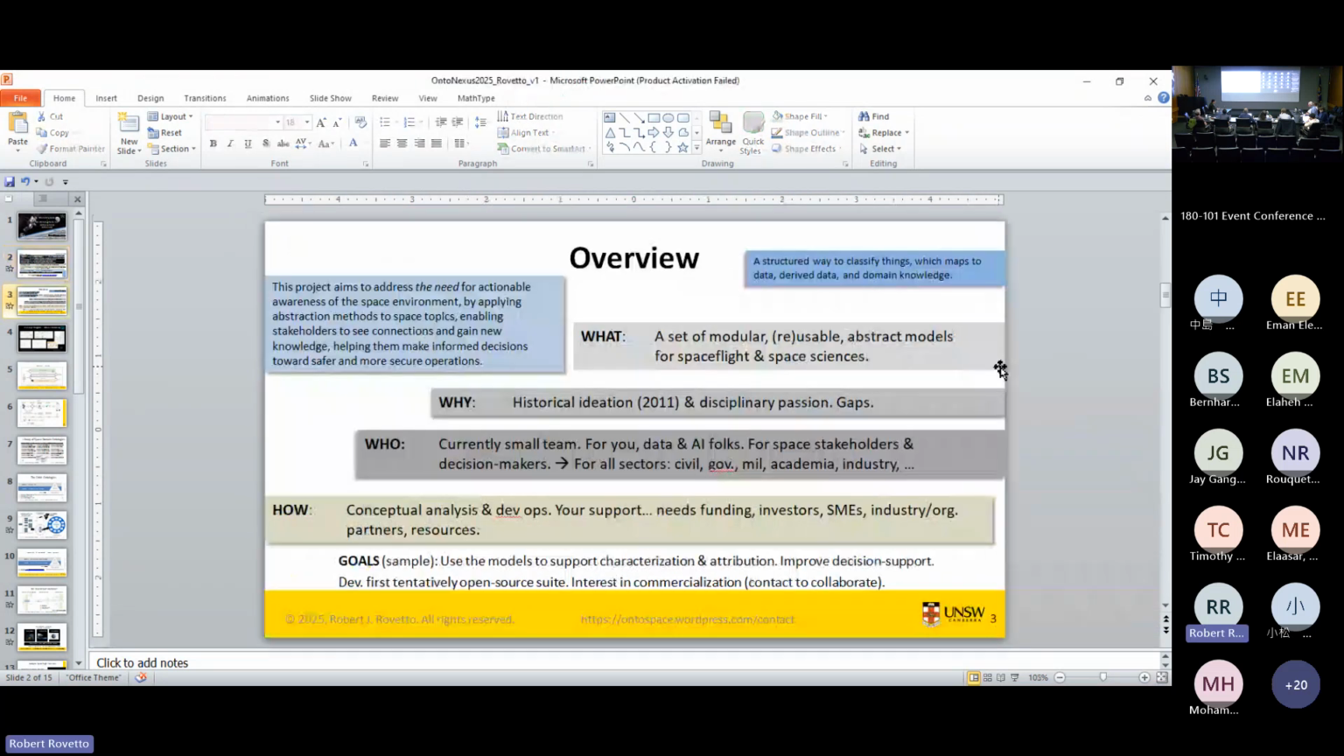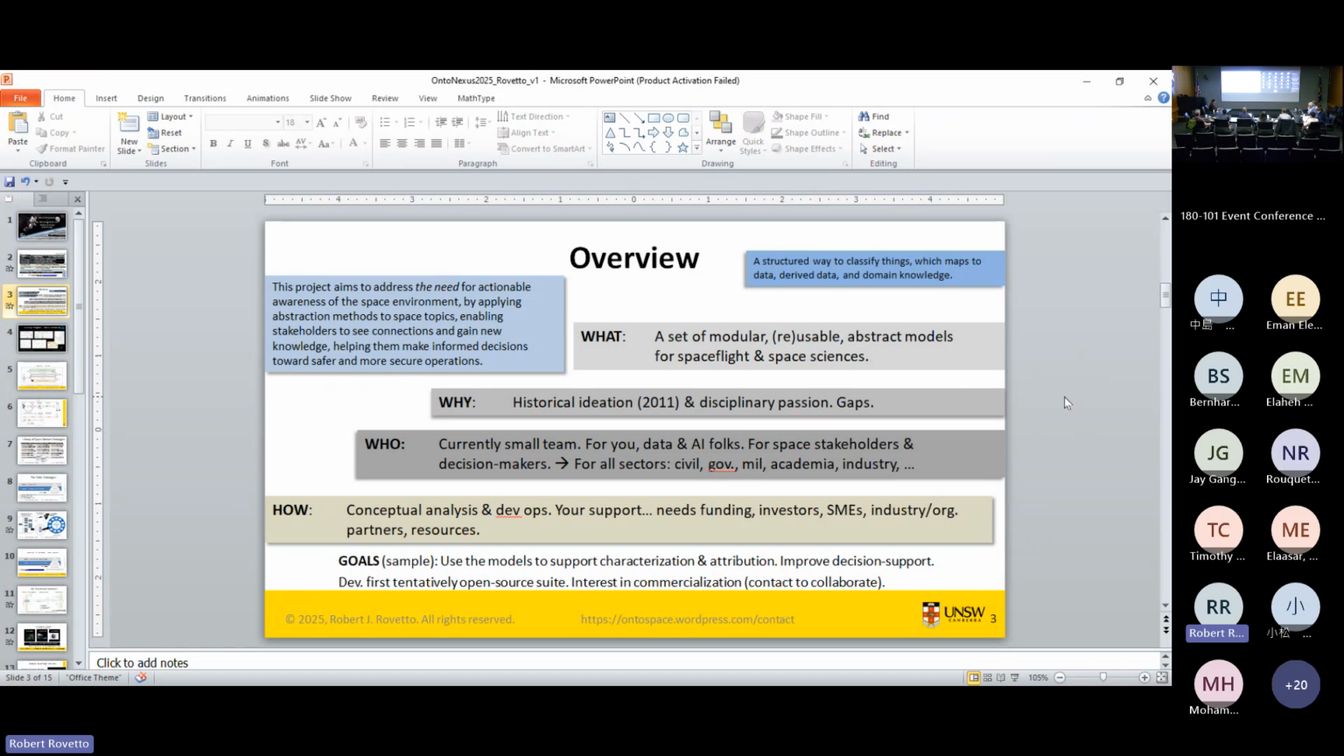For this particular project, it's the development of a set of modular reusable abstract models for spaceflight and space sciences. The aim is to address the need for actionable awareness of the space environment by applying abstraction methods to these topics, enabling stakeholders to see the connections and gain new knowledge in the respective disciplines. This should in turn help them make informed decisions towards safer and more secure space operations.